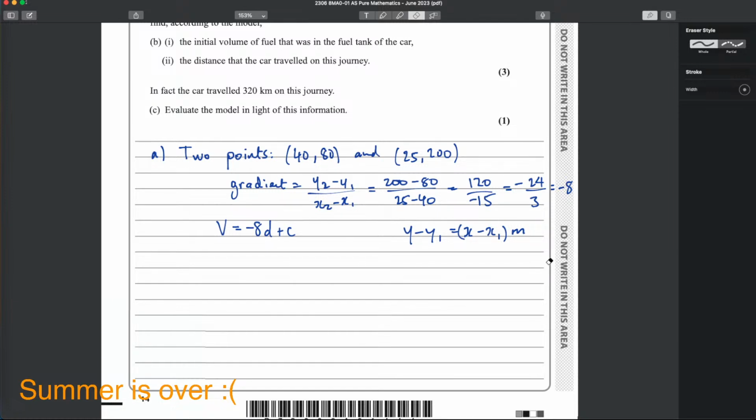Do not write. Oh no, I've written in this area. Good point. Yeah, that would probably lose me marks.